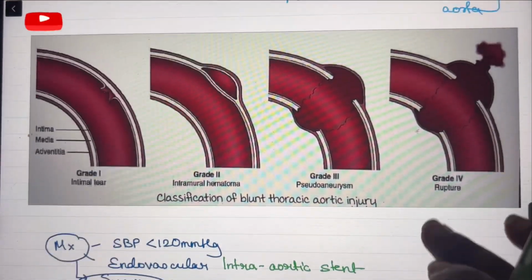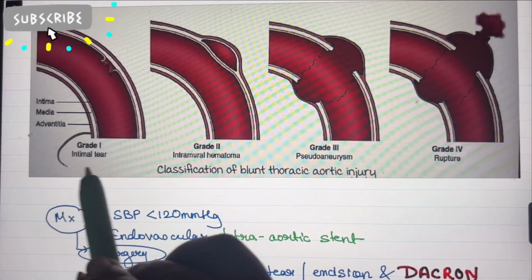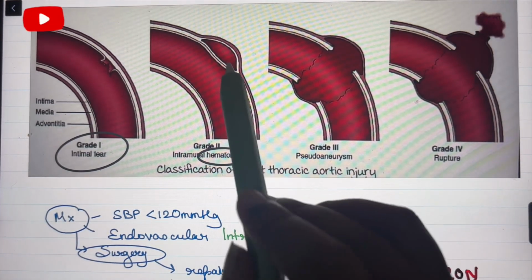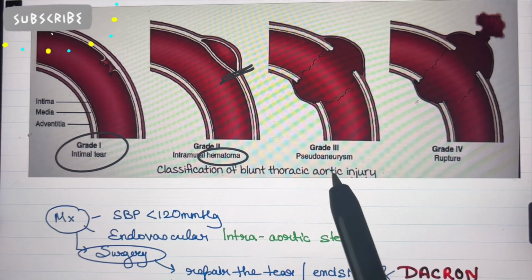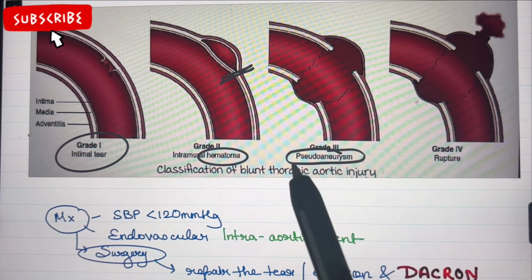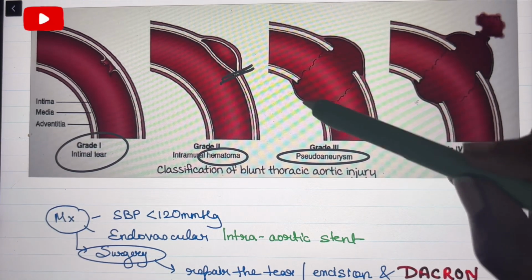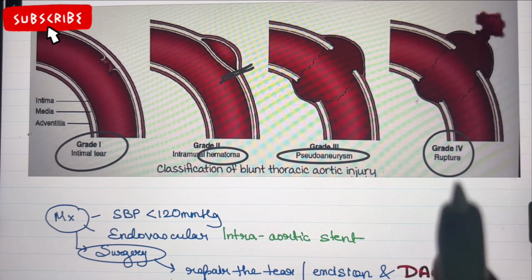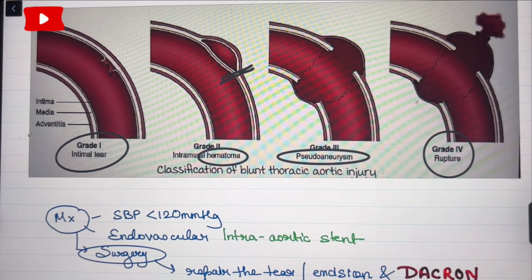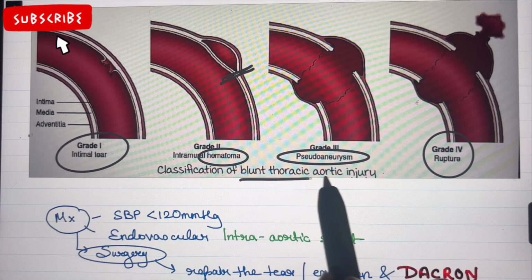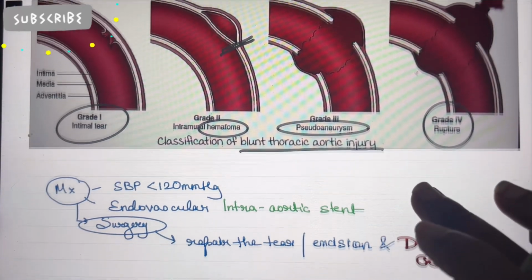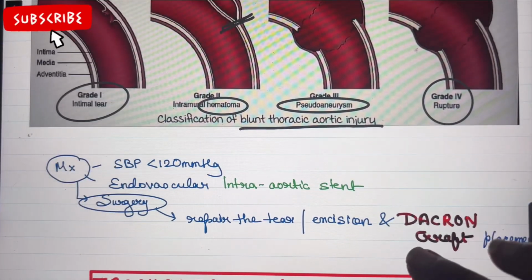Now this can be classified into 4 types. Grade 1 is where there is only an intimal tear. In grade 2 there will be hematoma. We can see the hematoma here. In grade 3 there will be a pseudoaneurysm. This is a pseudoaneurysm. And in grade 4 there will be total rupture of the thoracic aorta. So this is the grading classification of blunt thoracic aortic injury. You have to remember it. Now, what is the management of thoracic aorta injury?